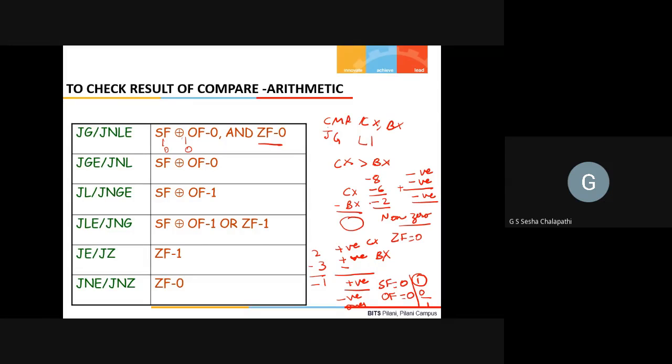Overflow flag will be 0. Okay, why? Because -2 can be represented in 8 bits or whatever it is. Okay, let us put it in binary and do it.